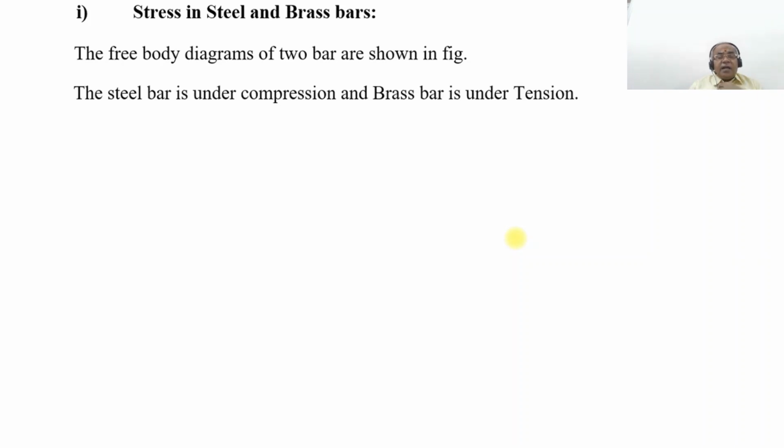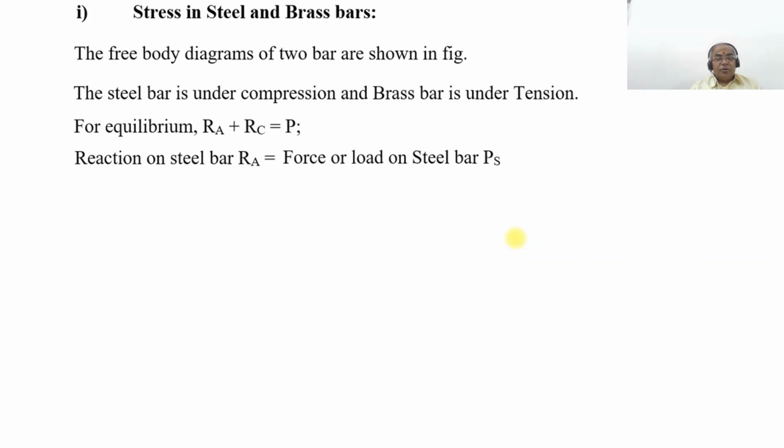The steel bar is under compression and the brass bar is under tension. Naturally, for the equilibrium condition, what happens? RA plus RC will be equal to P. Reaction on the steel bar RA, so force or load on the steel bar PS. So reaction of the brass bar RB will be equal to the force or load on the brass bar. So that is what we want. RA plus RC will be equal to P.